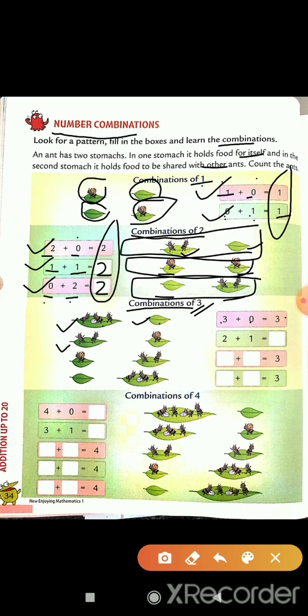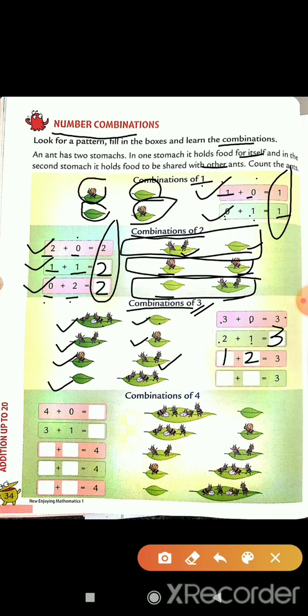Then 2 ants and 1 ant, so 2 plus 1 is equal to 3. Now here some blanks are there, so you have to write the numbers. So you will write this in your textbook. 1 ant, so write here 1. 2 ants, so write here 2. 1 plus 2 is equal to 3.